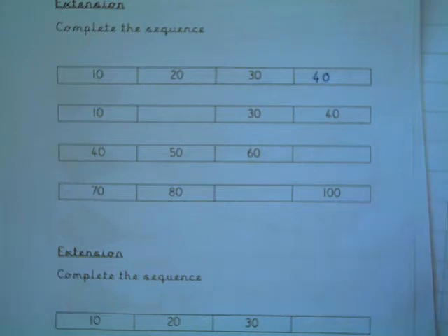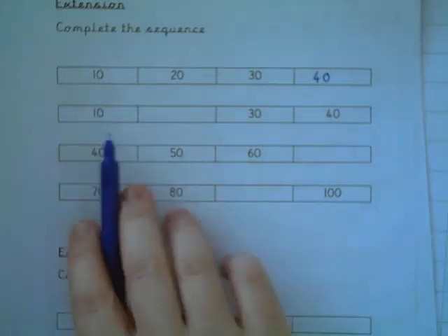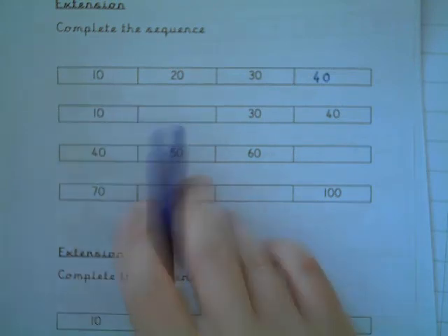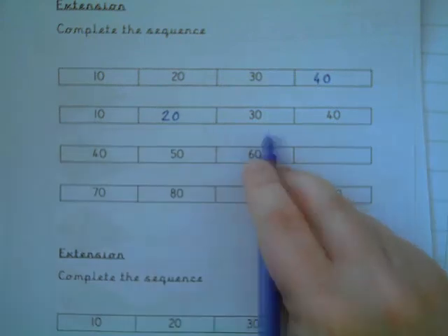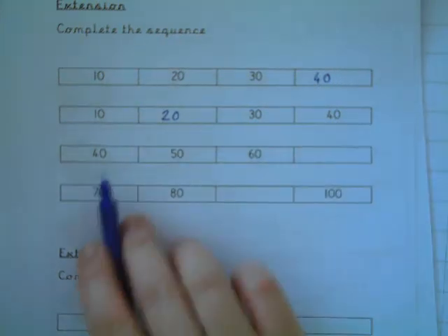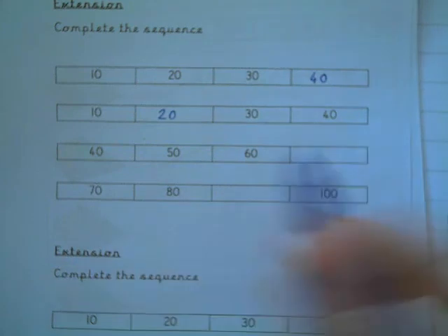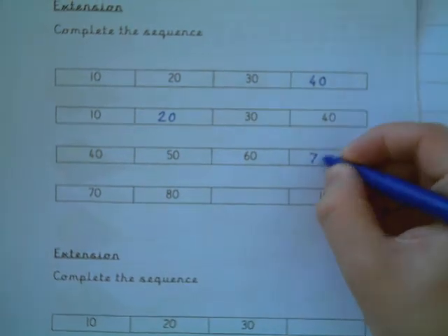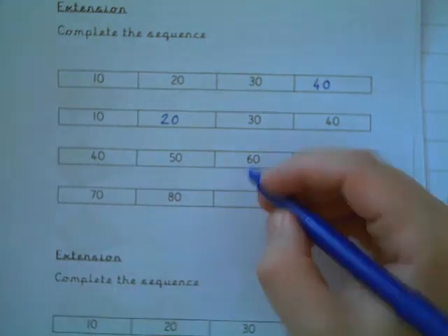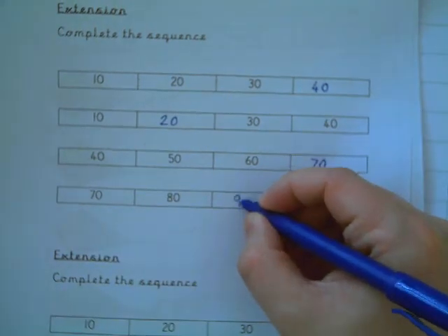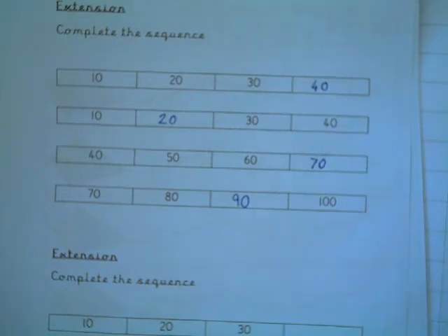Okay, we're using those skip counting in 10 skills. So 10, 20. Let's check that's right. 10, 20, 30, 40. Yes. 40. 60, 70. Next one, 70, 80, 90, 100.